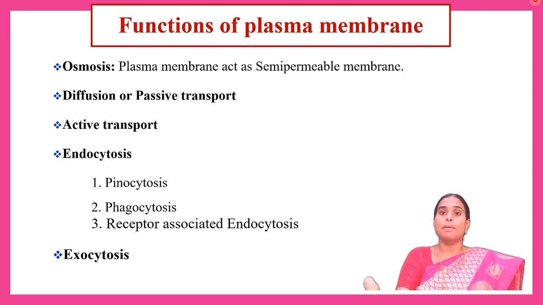It acts as a semi-permeable membrane for some substances, also acts as a selectively permeable membrane for some substances, and it performs osmosis, diffusion or passive transport, active transport, endocytosis, exocytosis. These are the various functions performed by plasma membrane.